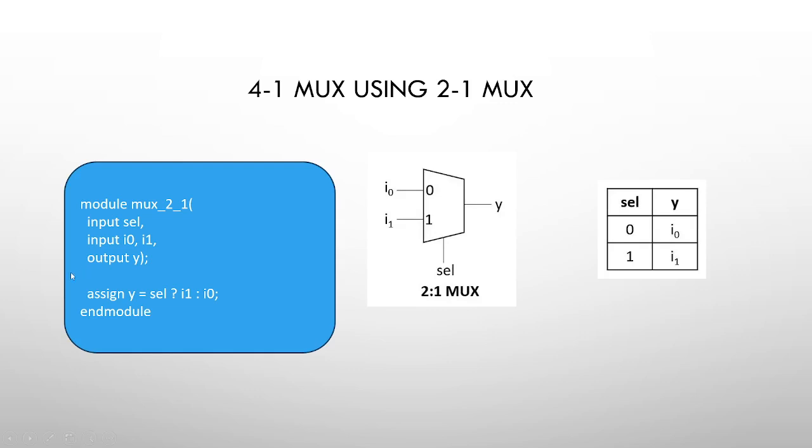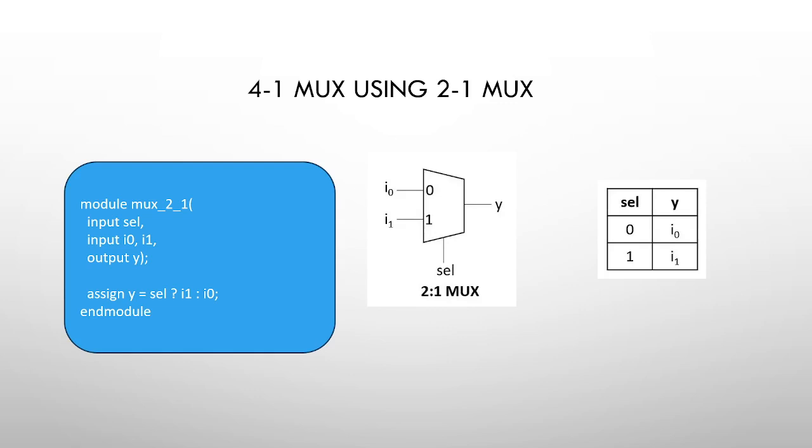That's it. Okay, and then output y. Then bracket close, ended with the semicolon. Clear? And then some logic. And then endmodule. So module and endmodule. So this is your 2 by 1 mux code.